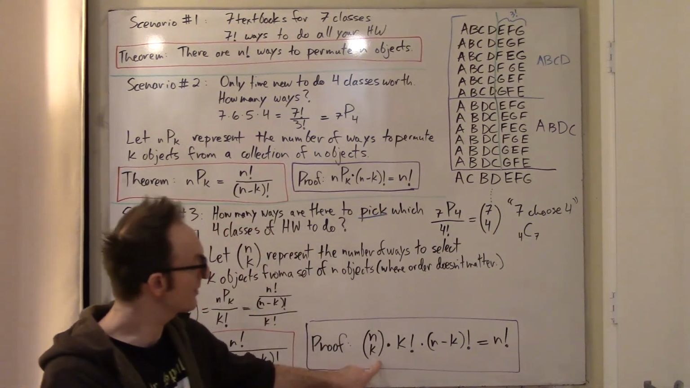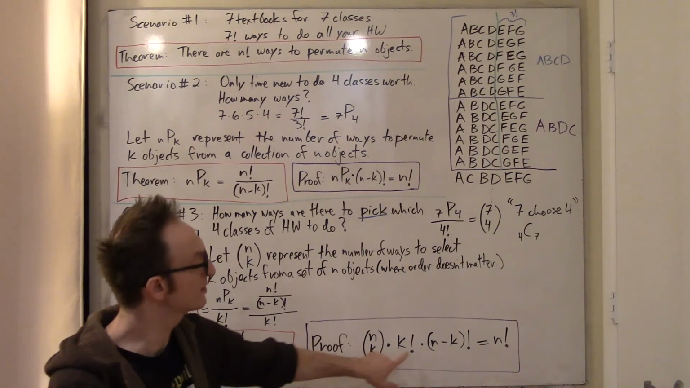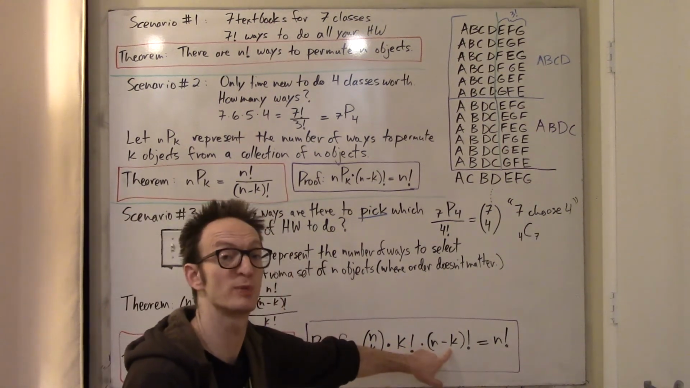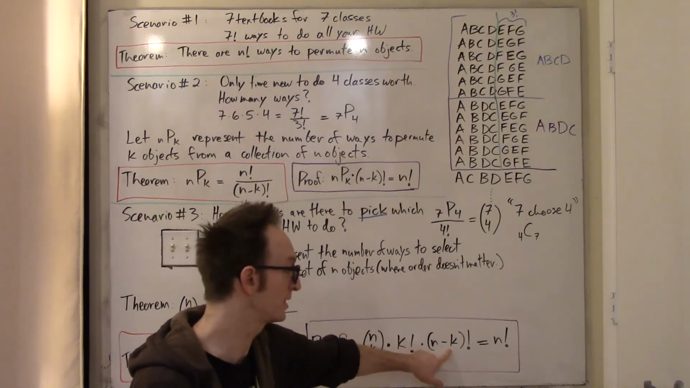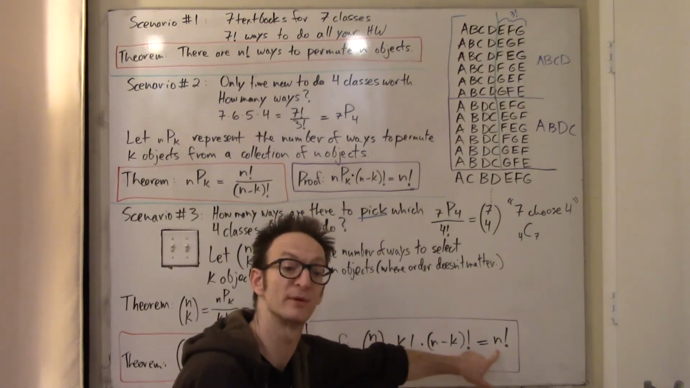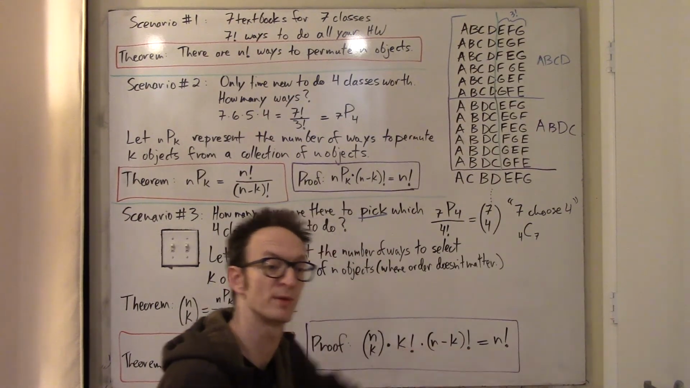So if there are this many ways to choose which k people enter, and this many ways to put those k people in order, and this many ways to put all the other people in order, then by multiplying those together, we've just ordered all the people, and there are n factorial ways to put all the people in order.